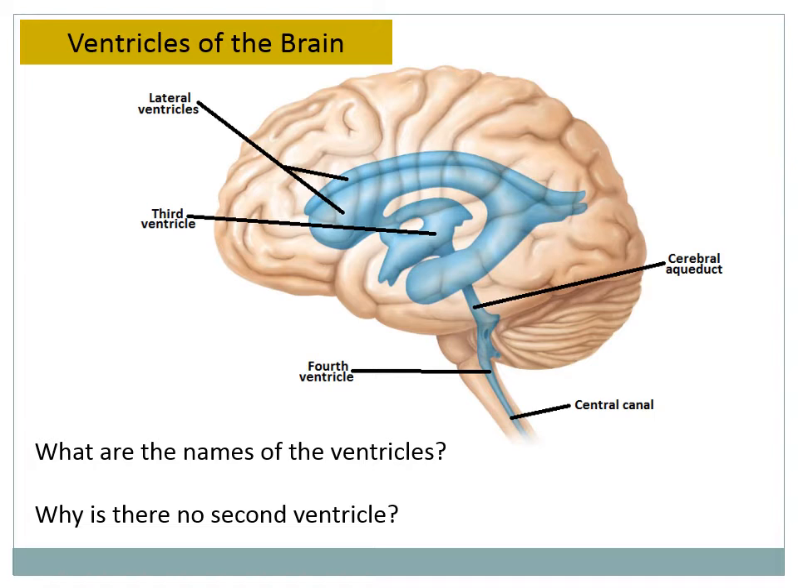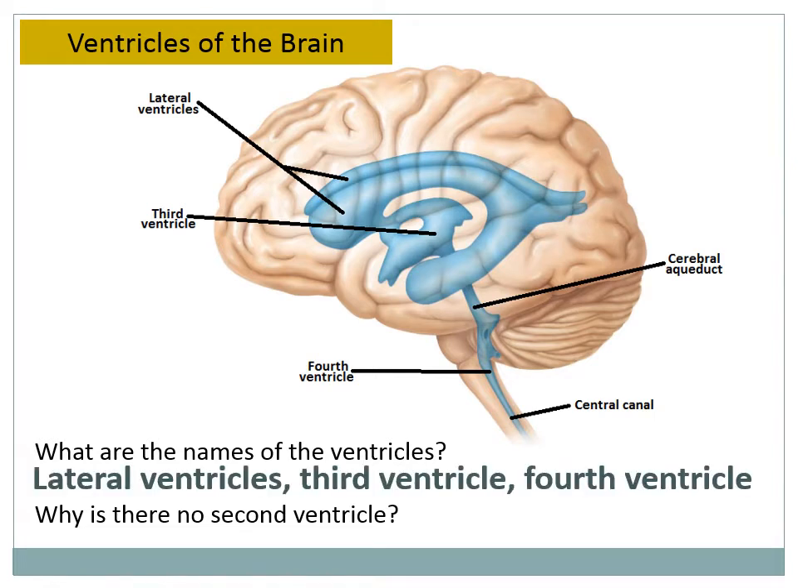What are the names of our ventricles? Good. So we have the lateral ventricles, the third ventricle, and the fourth ventricle. Why do you think we don't have a second ventricle? Yeah, because we actually have two lateral ventricles, which makes sense. We have two lateral ventricles on either side of our brain.